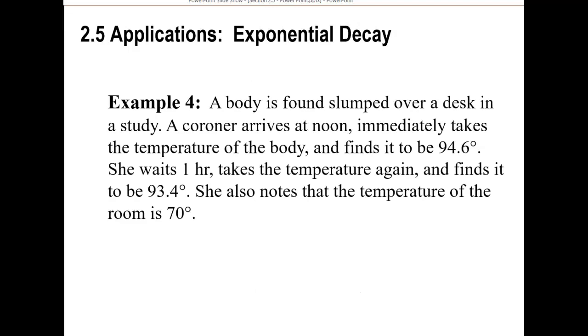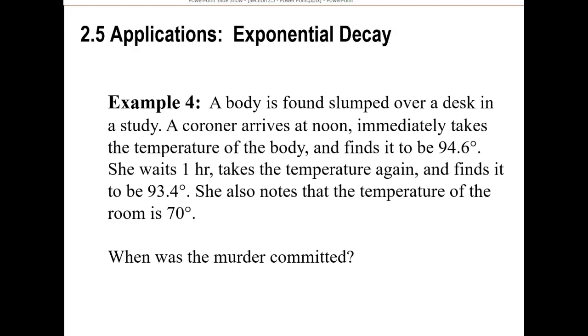All right, so we're going to use that model to do this example. A body is found slumped over a desk in a study. A coroner arrives at noon, immediately takes the temperature of the body and finds it to be 94.6 degrees. She waits 1 hour, takes the temperature again, and finds it to be 93.4 degrees. She also notes that the temperature of the room is 70 degrees. When was the murder committed?